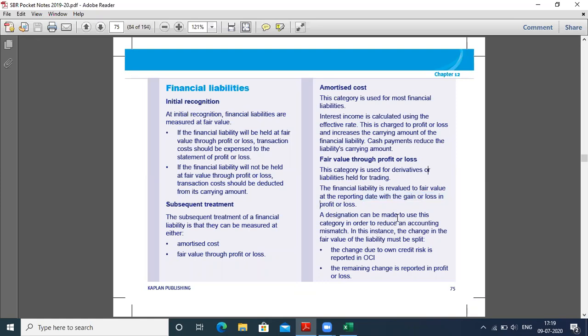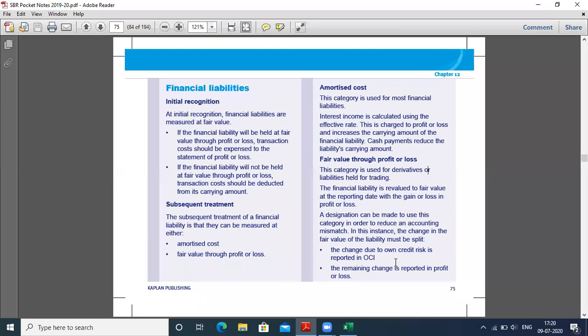And a designation can be made to use the category in order to reduce an accounting mismatch. Now in this instance, the change in the fair value of the liability must be split: the change due to own credit risk, and the remaining change is reported in the profit and loss account. Now, this is the most important thing. Actually, this amendment was given in 2018.